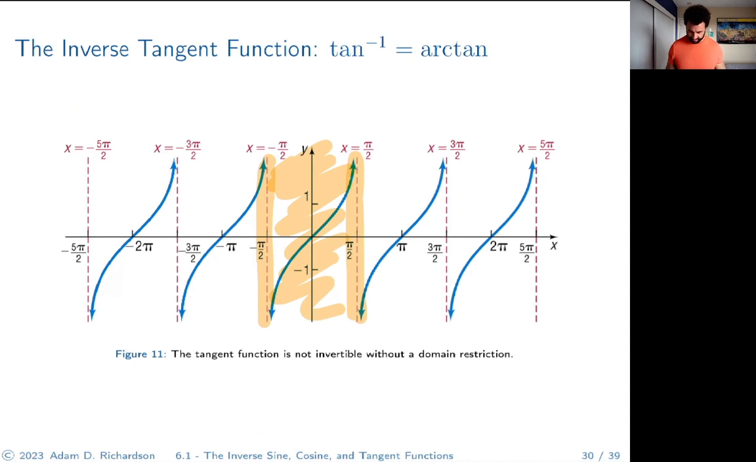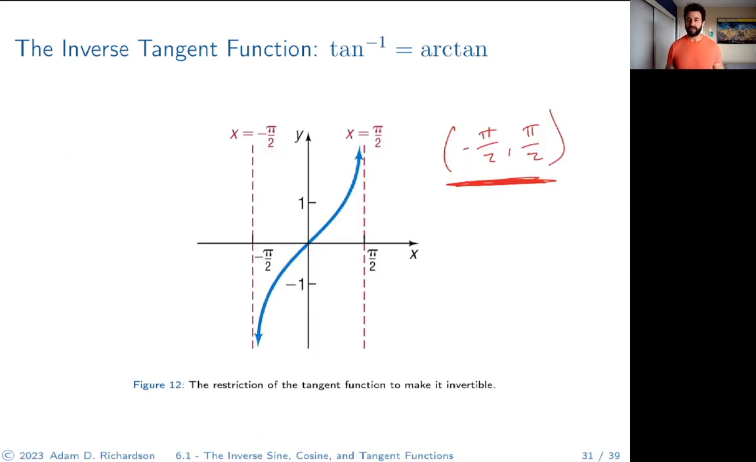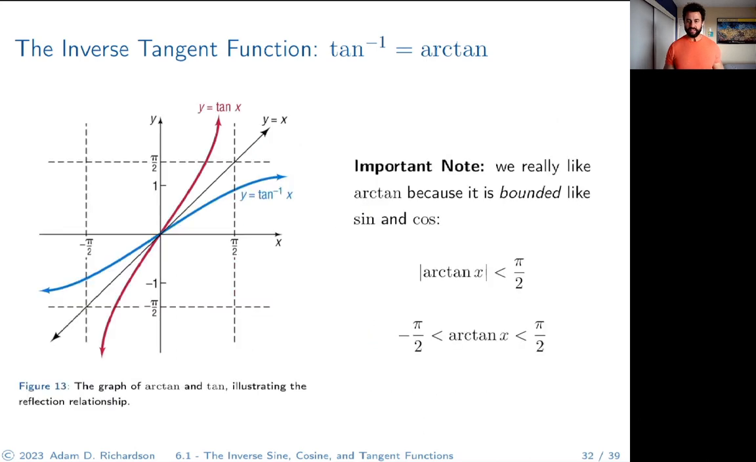Okay, so if this is what the tangent function looks like on its restricted domain, if we want to see what the graph of arctangent looks like, we reflect it over the line y equals x. Let me get my black pen here. Reflect it over the line y equals x, and we'll get this.